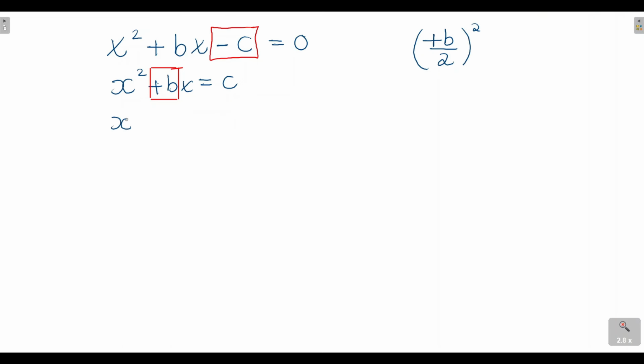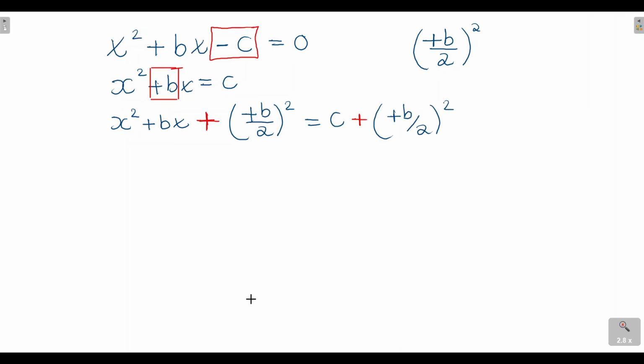We're going to rewrite x squared plus bx. Then we're going to add, I'm going to put that in red, plus your positive b over 2 all squared, equals. We're going to rewrite the c, and we're going to add your positive b over 2 all squared. Okay, so we've added this value to the left hand side. We've added this value to the right hand side.